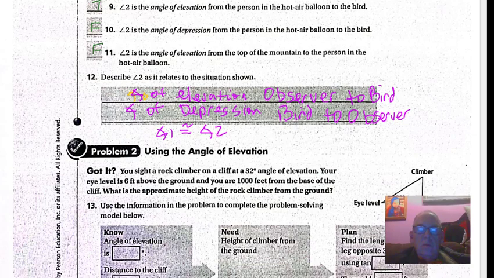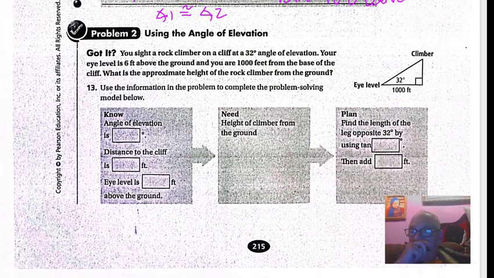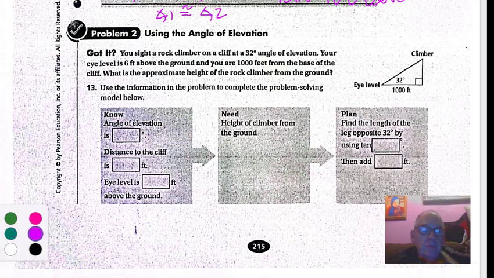Okay. So using this angle, let's see how we can do this. So you sighted a rock climber on a cliff at a 32-degree angle of elevation. So here's the climber. Here's your eye level. This is the horizontal line that goes with your eye. You're looking up at a 32-degree angle to the climber. This is a 32-degree angle of elevation. So the angle of elevation is 32 degrees.